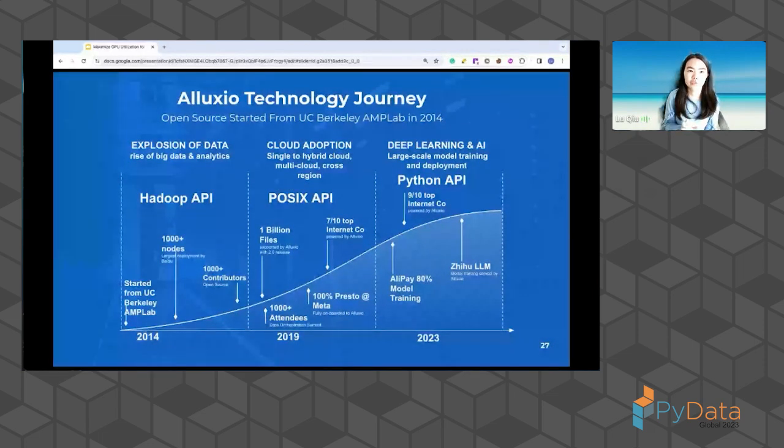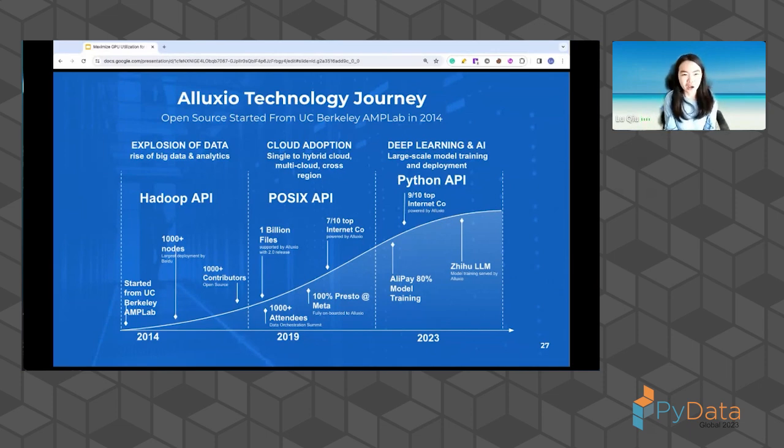So this goes along with the whole Alluxio technology journey. In the beginning, Alluxio was an open source project started from UC Berkeley AMPLab in 2014. At that time, we focused on big data and analytics frameworks like Spark, Presto, etc. For those frameworks in the Hadoop ecosystem, the key API is the Hadoop API. So the Hadoop API is the first-class API for storage systems in the Hadoop ecosystem.